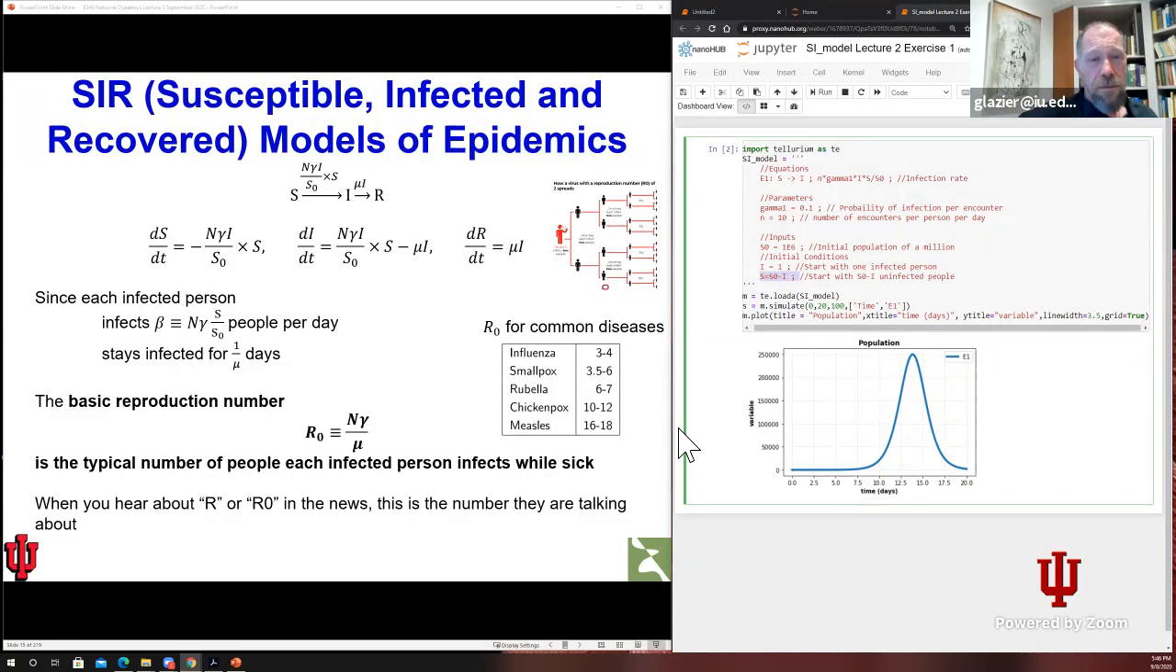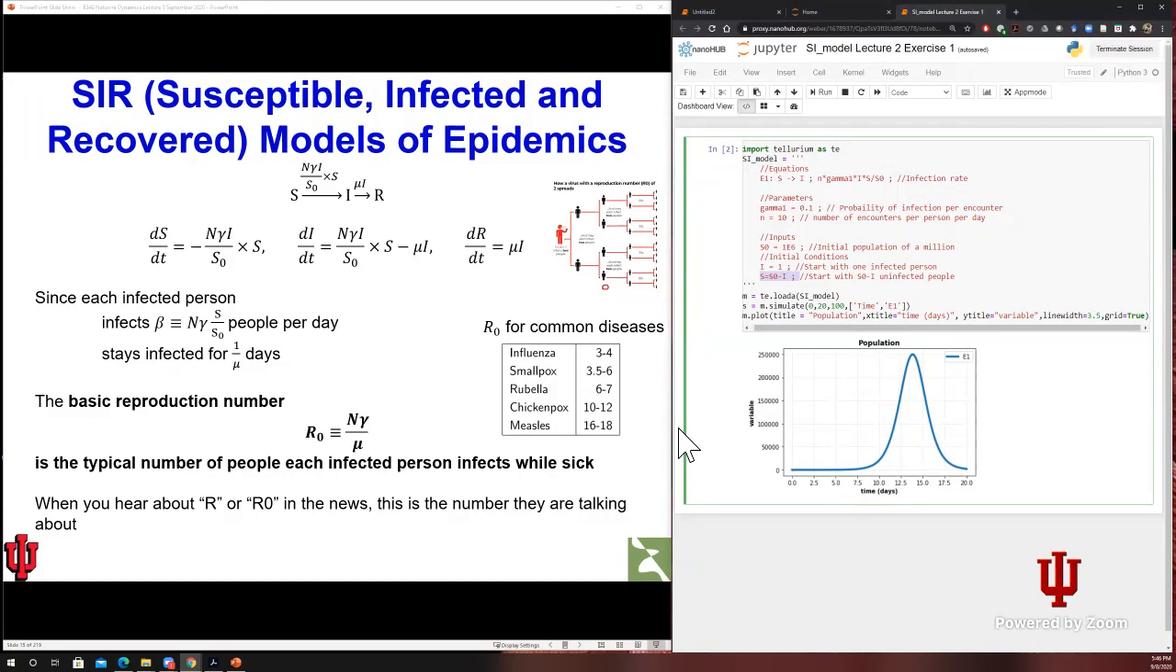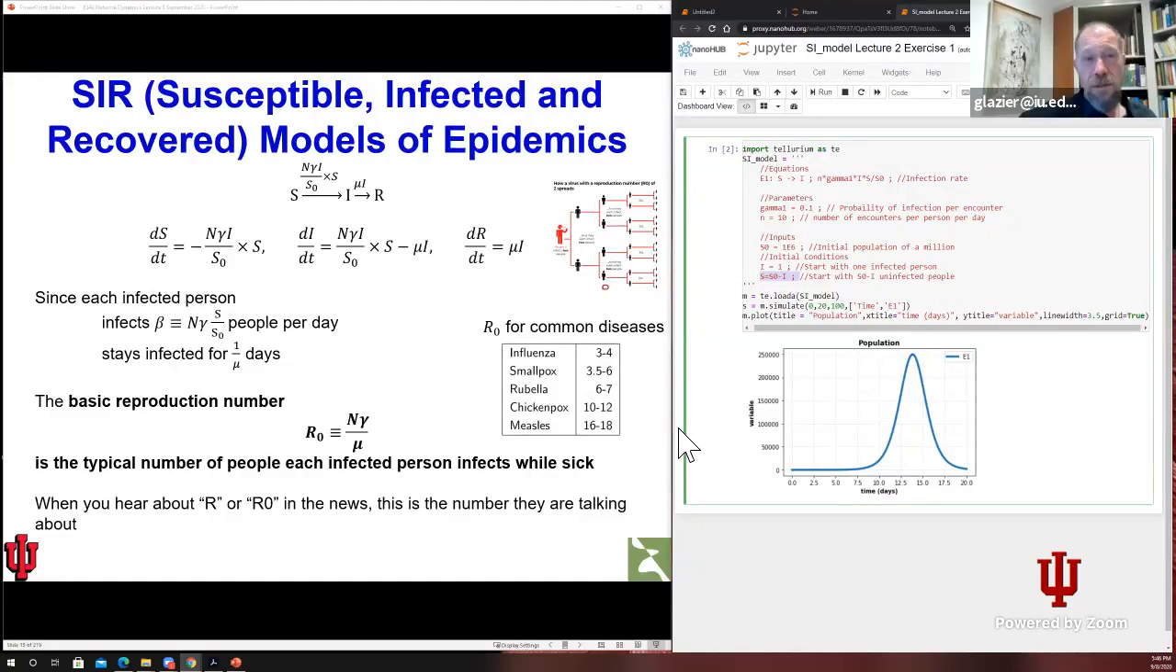How many people in the room have had chicken pox? Nobody's had chicken pox? Everybody had the chicken pox vaccine, so they didn't get chicken pox. Okay, that's interesting. Well, usually you'd know if you had it. There are people who get chicken pox and are asymptomatic, but it's not common.